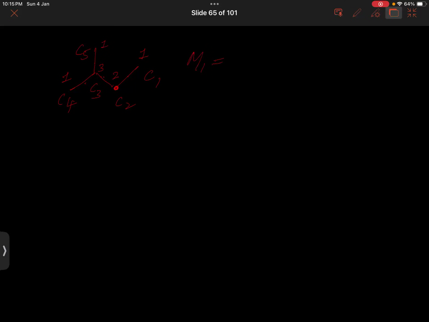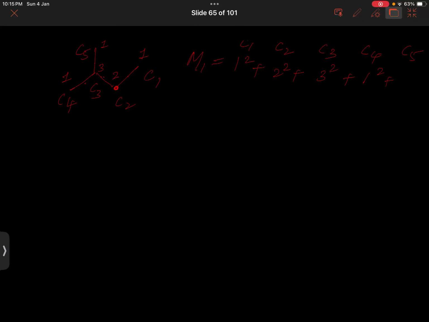So M1 for this is: C1 degree 1 square, plus C2 degree 2 square, plus C3 degree 3 square, plus C4 degree 1 square.